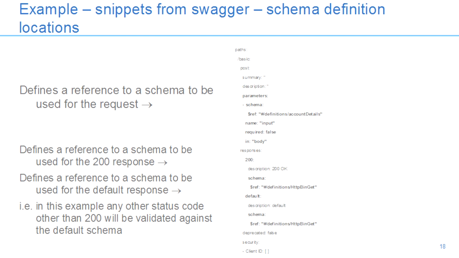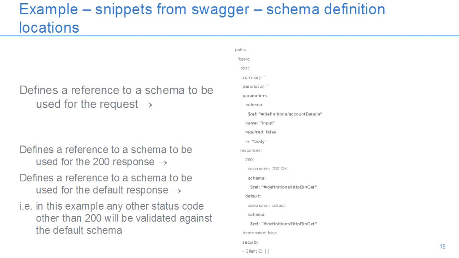So I'm sorry for the small writing on the right-hand side, but hopefully you can see that. This is just to show you the different locations you can define the schema. I mentioned earlier the schema for the request. Here we've got a path for a basic, and then under the parameters, it's mentioning schema, and you can reference the actual schema in the definitions. So we're saying we're going to map this against the account details schema.